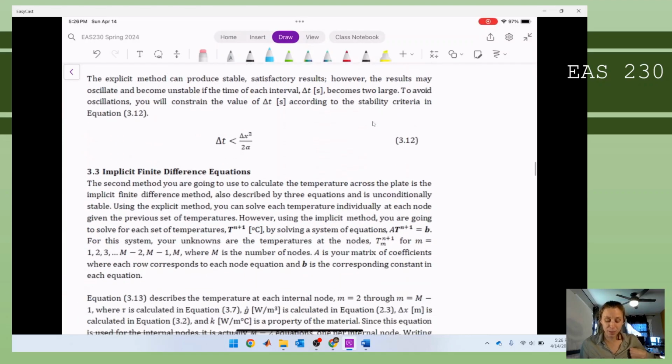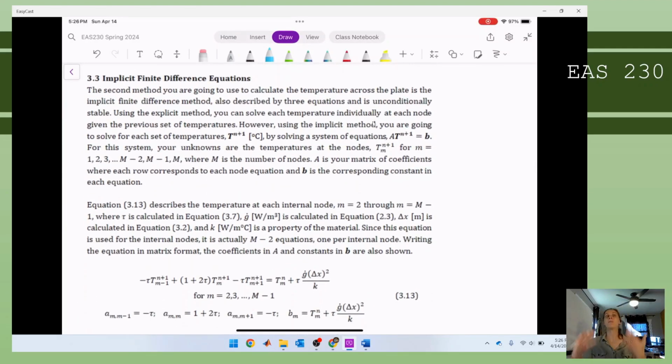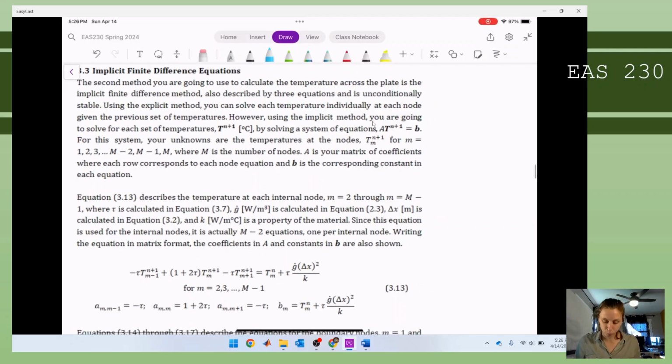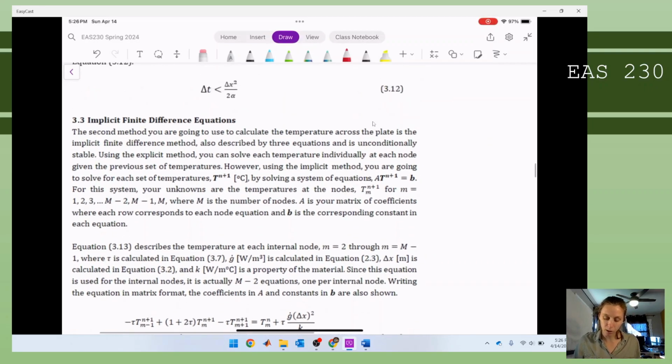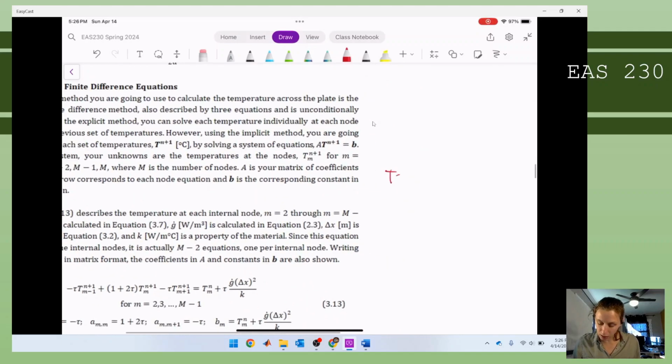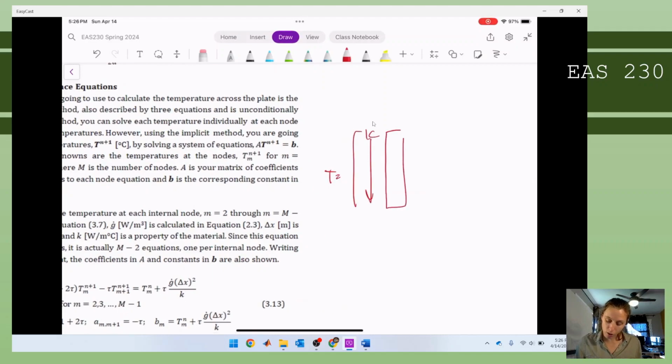The implicit solver is doing the same thing. It's still solving for your next set of temperatures, but it's doing it by solving a system of equations. Essentially what we're doing is we are saying T equals initial conditions, and then we are solving for all of this at the same time. We are solving for all of our unknowns at the same time using our matrix algebra, using our system of equations. So to solve for this, we need A T2 equals B, where this is our X. That's what we're solving for.